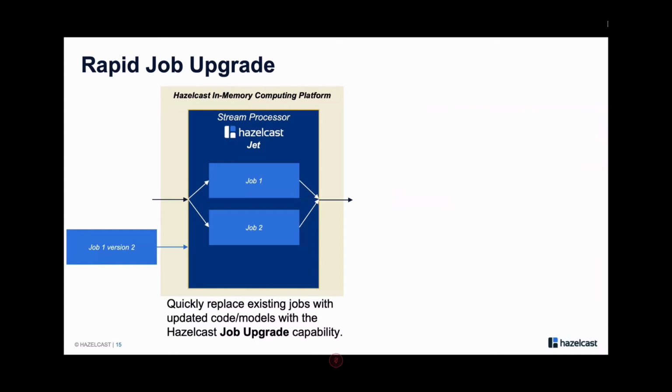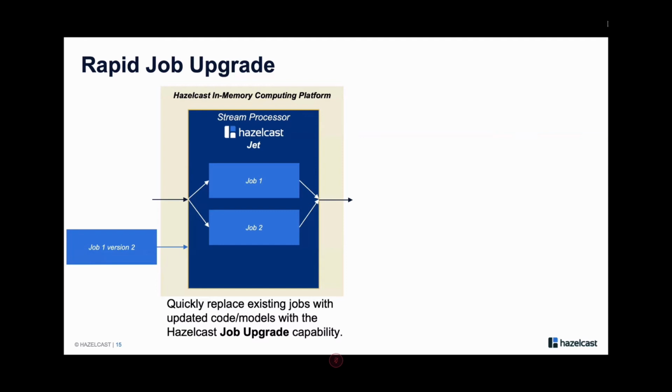So let me talk about rapid job upgrade. This is the one capability that I mentioned earlier that is part of our enterprise version, our commercial version. Rapid job upgrade is simply a mechanism for being able to swap out existing code with new code for a given job very seamlessly, so that there's no data loss, there's no duplication, and you can very easily upgrade any job that you have running with your updated code.